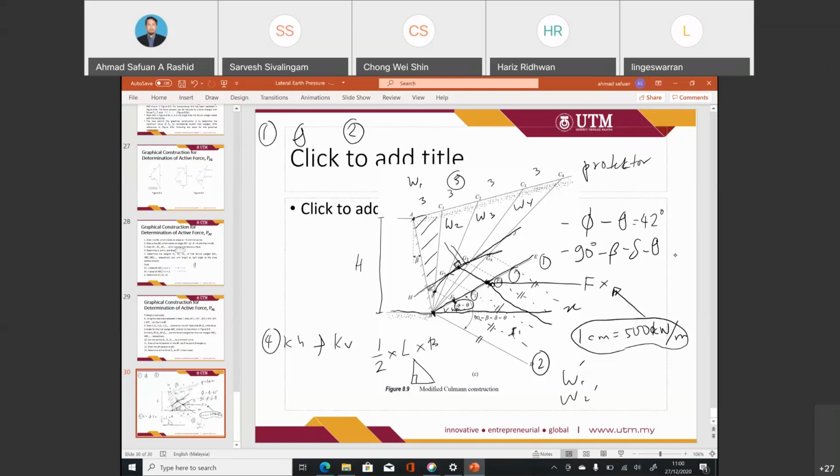The second line is the BD line. So how to create the BD line? 90 minus beta minus delta minus theta. So that is for the BD.